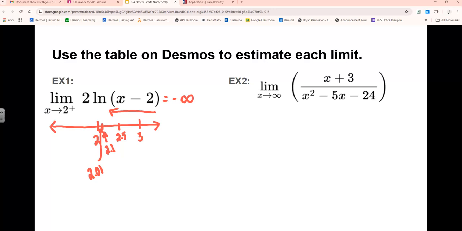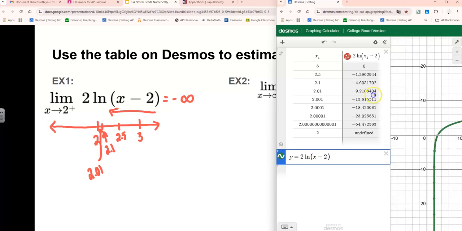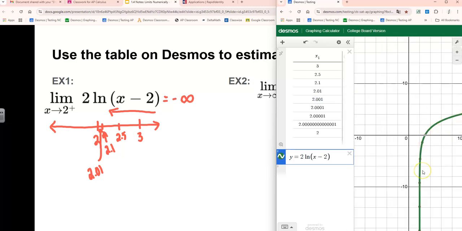Technically, that is a limit that does not exist, but more specifically, we can say it goes to negative infinity. And if I go over here to Desmos and I type in y equals 2 natural log of x minus 2, you can see here that that natural log function, which has this shape here, has a vertical asymptote right there at 2. If you approach it from the right, it does look like you're going down to negative infinity. Okay, questions?